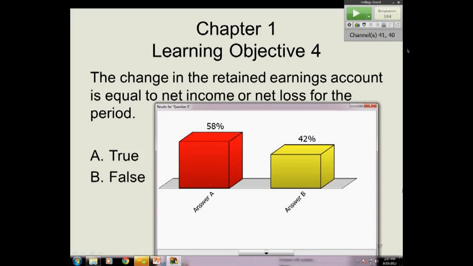Forgot the dividends. So the answer is B. Now, let me make sure, because most of the class put down A, which is wrong. And this is not what I want to see. I want to make sure that you understand the issues. Retained earnings changes by net income and net loss for the period minus dividends.